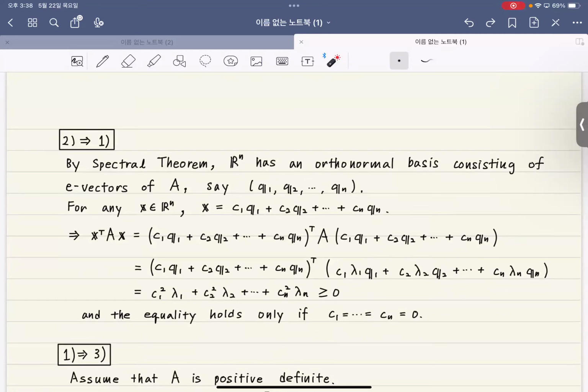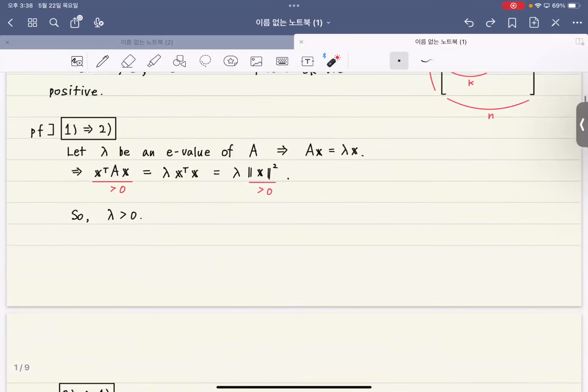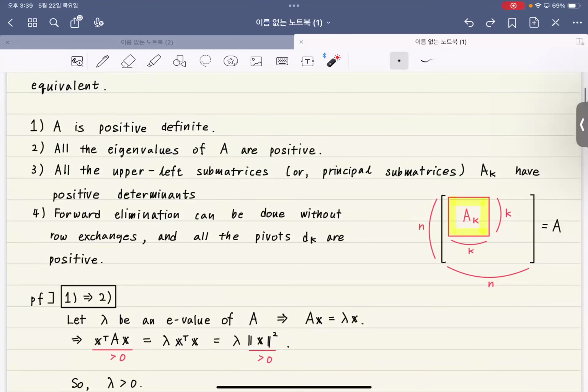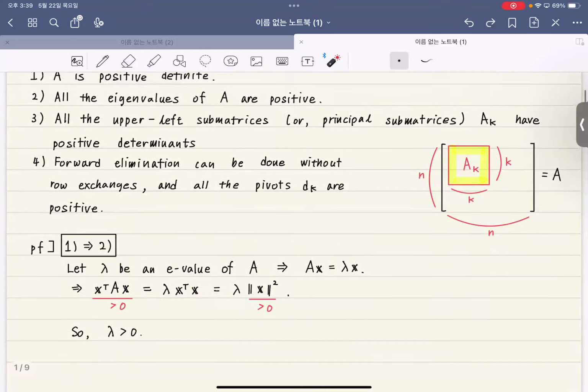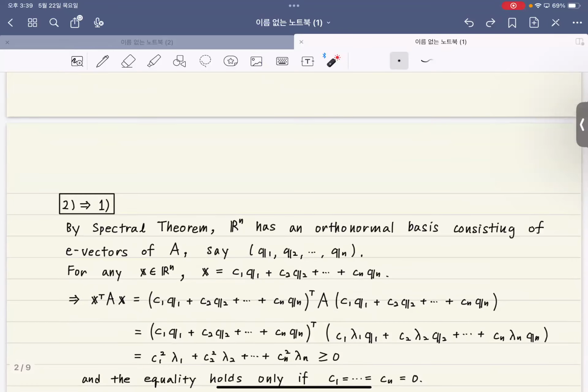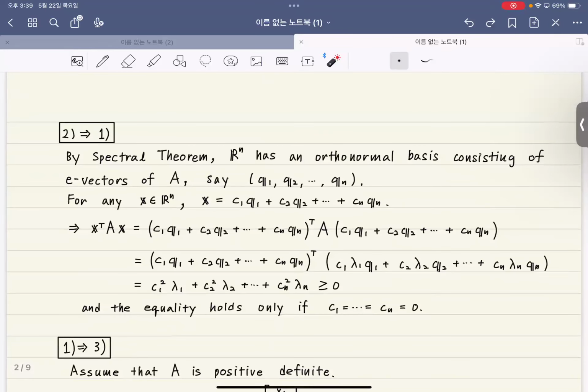From number 2 to number 1. So I'm proving the opposite direction. If all the eigenvalues are positive, then A must be positive definite. Well, you also have to remember that any real and symmetric matrix allows a diagonalization, and in that case, you can choose your eigenbasis to be an orthonormal basis, right? So in this case, we say A is orthogonally diagonalizable.